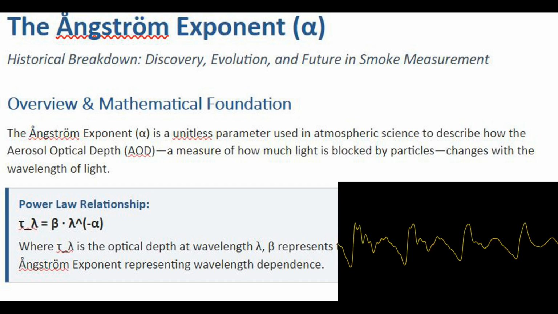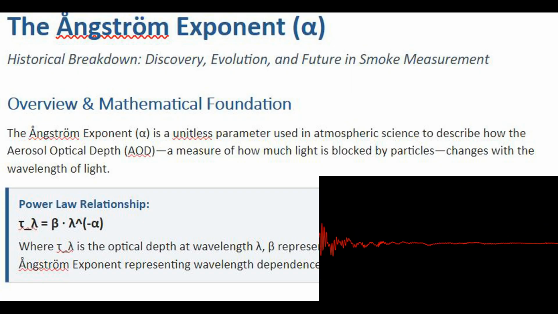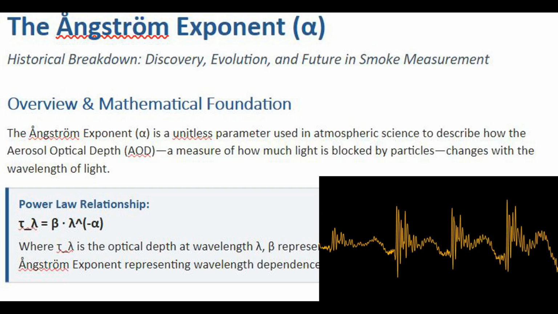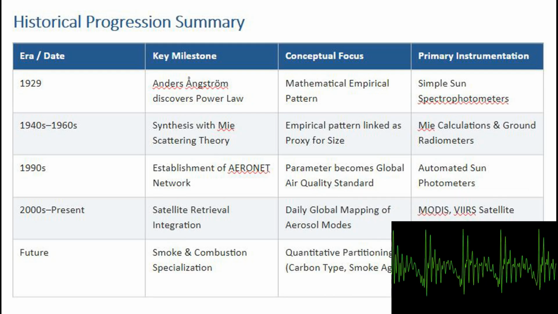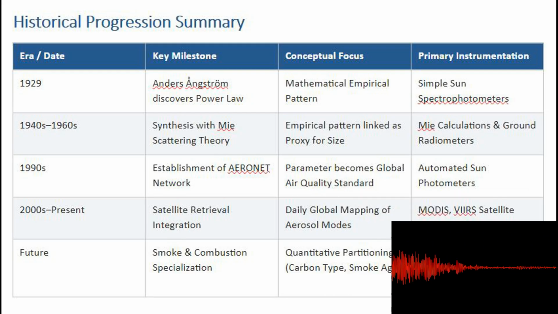The power law relationship, where tau lambda is the optical depth at wavelength lambda, beta represents the turbidity coefficient, and alpha is the Angstrom exponent representing the wavelength dependence. Named after Anders Knutsen Angstrom, a prominent Swedish physicist and metrologist, son of Anders Johann Angstrom, after whom the length unit, angstrom, was named. In 1929, Angstrom published a seminal paper titled On the Atmospheric Transition of Sun Radiation and on Dust in the Air.